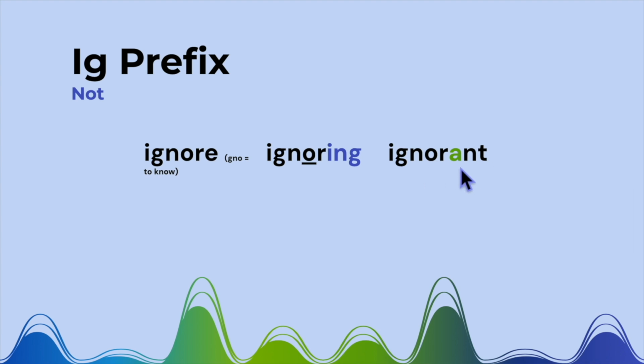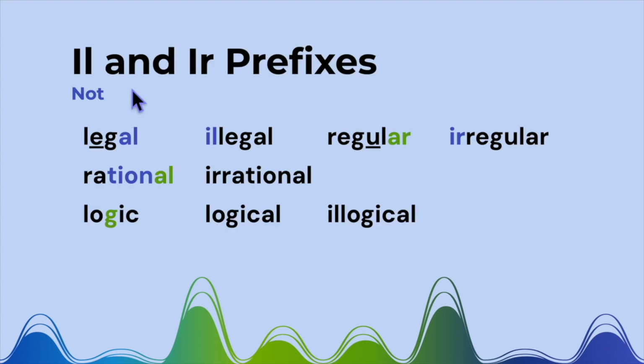This A usually will sound more like a short U or a short I. So you don't really hear people say ignorant with a long A. You'll hear ignorant with a short I or ignorant with a short U. IL and IR are also prefixes that mean not. So here we have the root legal with a long E and the ul sound. So something that is illegal is not legal.